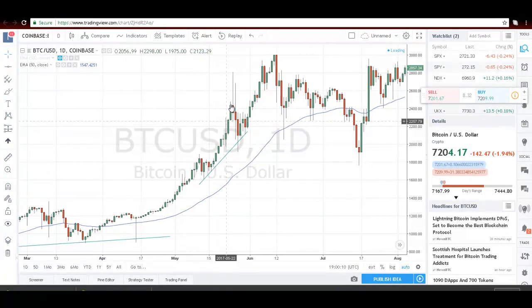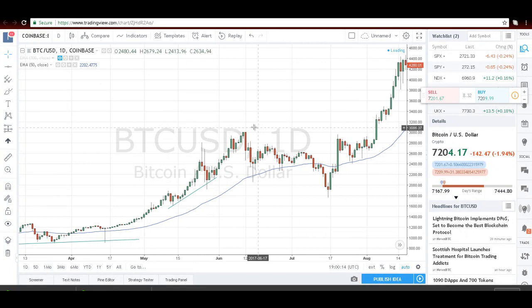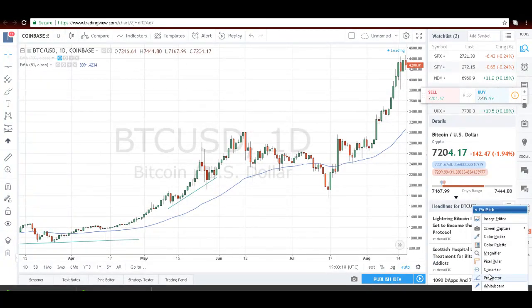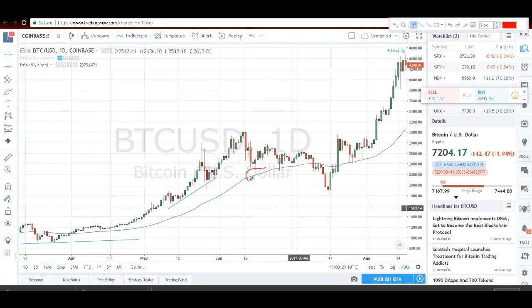See the market go up, the market's going up. Okay, so this is another area on the chart that if I was looking at this chart, I would be looking at this area right here, right? These two areas right here I would be looking at.